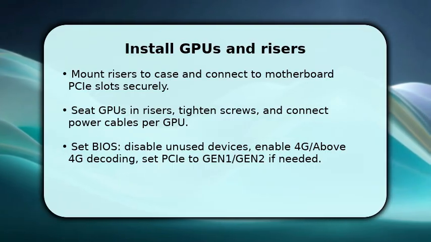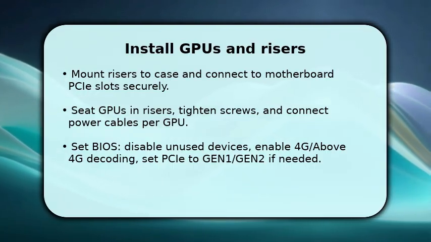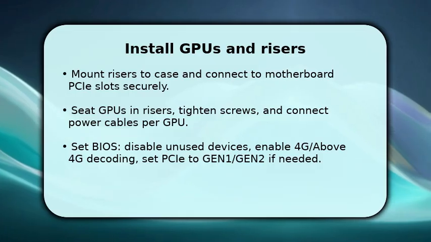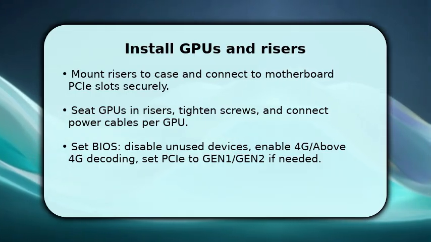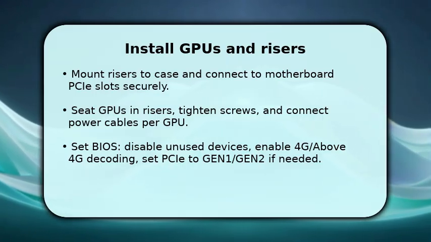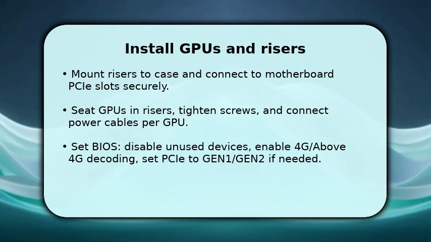Then power on briefly to enter BIOS. Enable above 4G decoding, set PCIe link speed if stability issues arise, and disable onboard GPU to prioritize discrete cards. This step readies the system for software configuration.